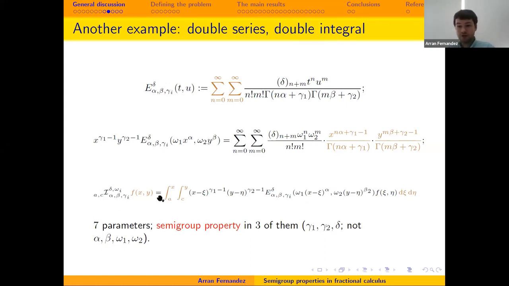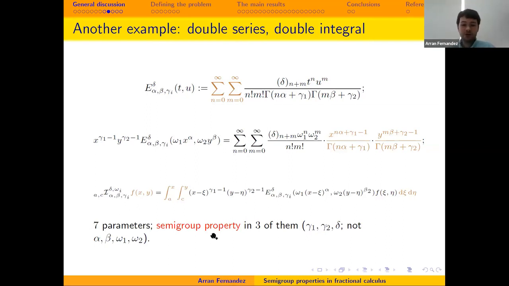This is a double convolution. It applies to a function of two variables, f of x, y, and we define a double convolution of this f with this bivariate function of x and y. So here's an integral operator with 7 parameters: alpha, beta, gamma 1, gamma 2, delta, omega 1, omega 2.